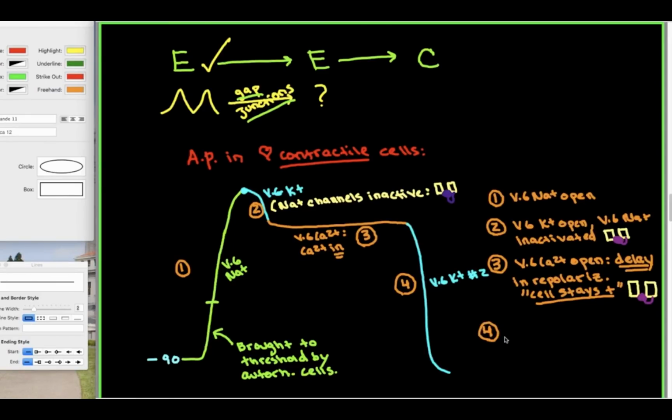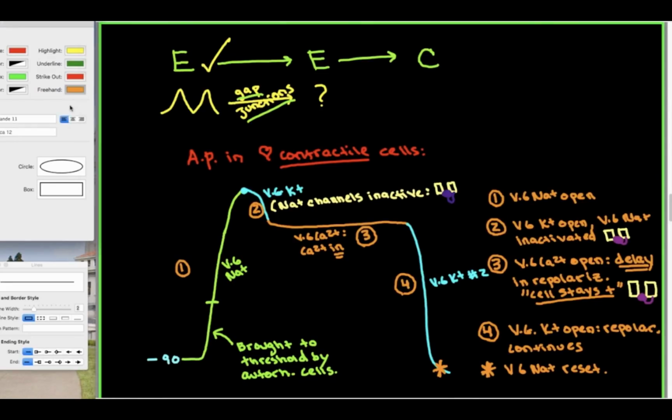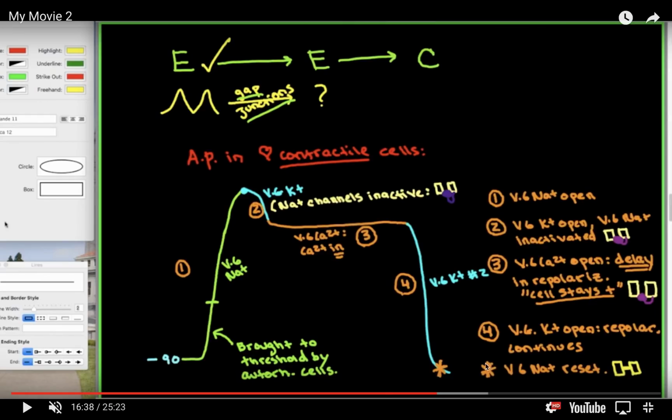It's not until stage 4 when we trigger voltage-gated potassium channels to open and the cell gets really negative really fast that we can get this voltage-gated sodium channel to reset to its original positioning. So at this star, finally, this sodium channel is going to look the way it did at the very beginning. The activation gate's going to be closed, and the inactivation gate is going to reset.